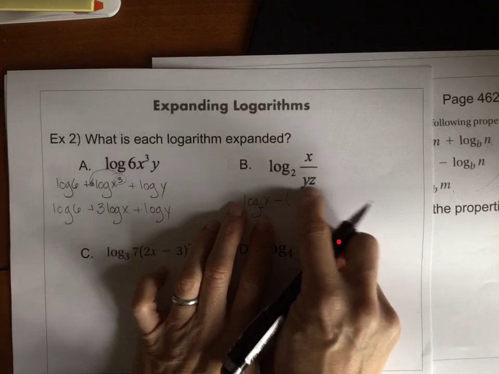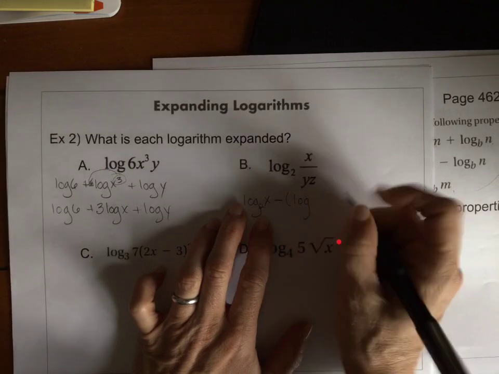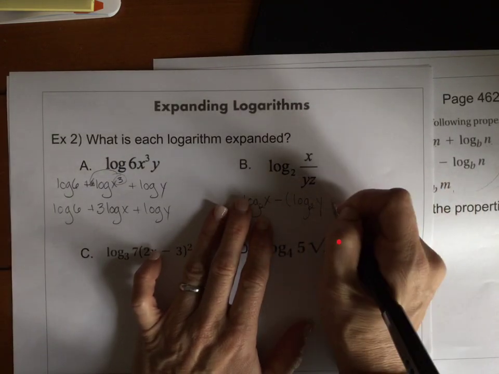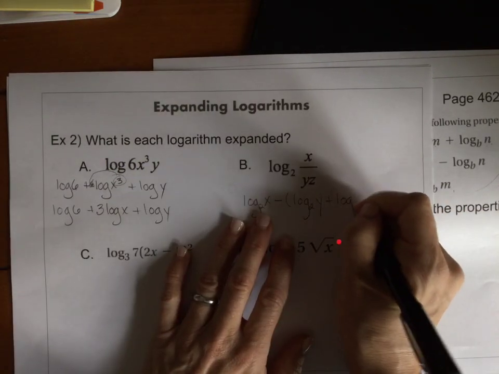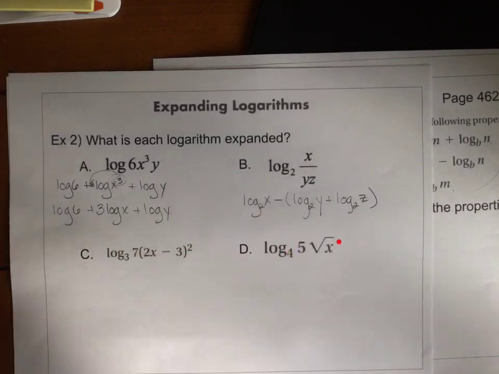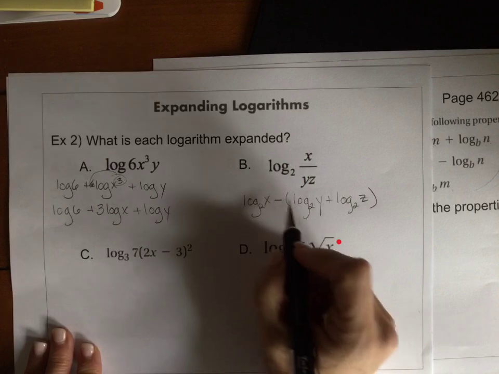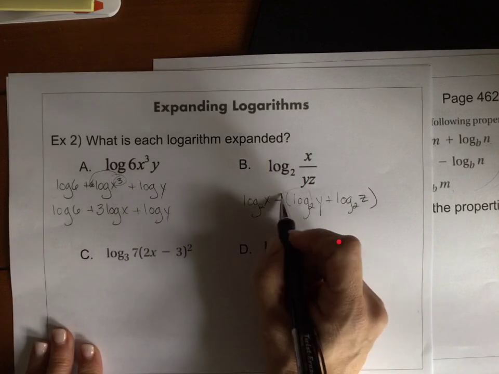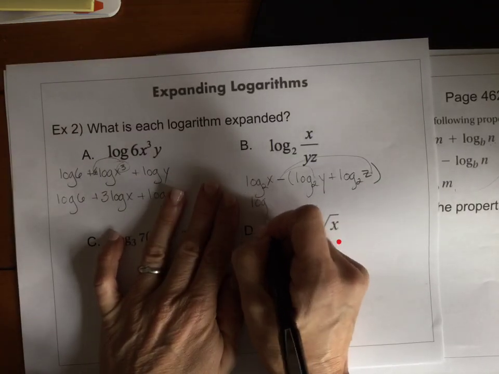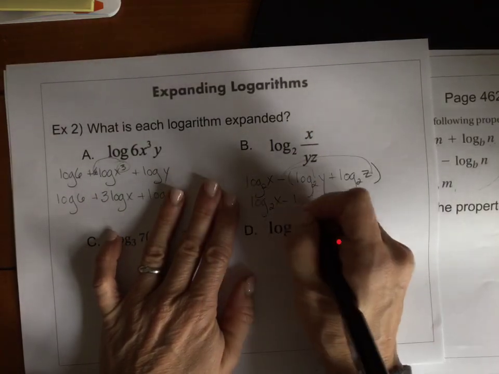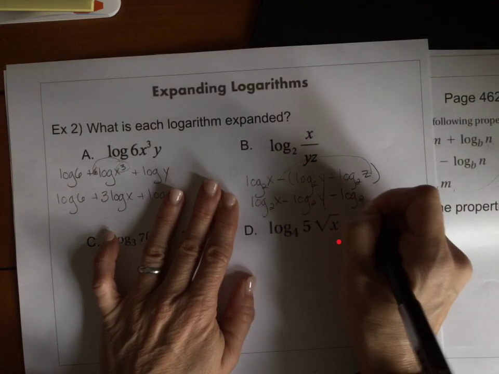And then what's happening to these? Y is being multiplied times z. So this is going to be log base 2 of y plus log base 2 of z. So you could either leave it like that, I'm fine with that, but if you want to get rid of the parentheses, what happens if I distribute that negative? Then I get log base 2 of x minus log base 2 of y minus log base 2 of z.